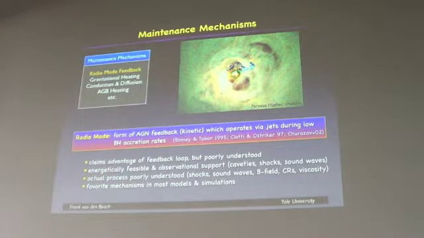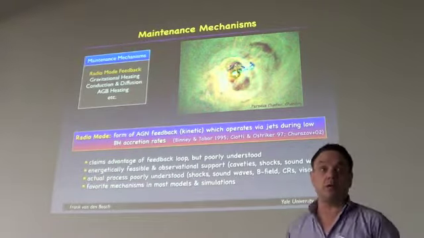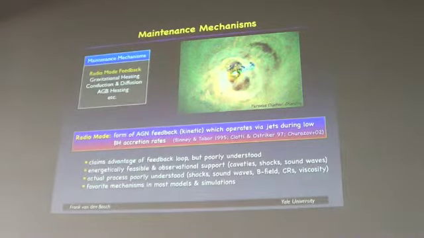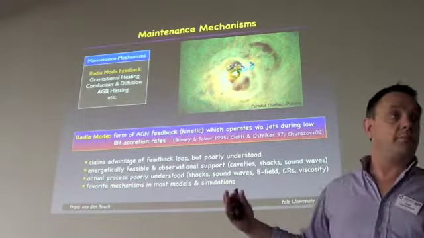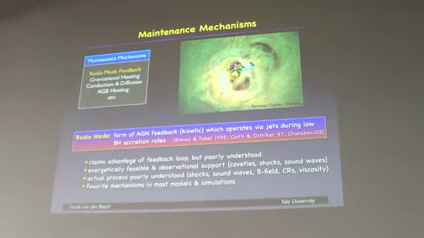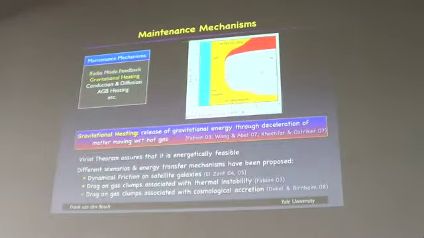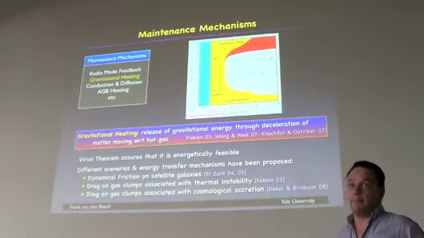Again, it's a favorite mechanism in most models and simulations. It's like the standard ingredient in any semi-analytical model these days, and it's the only thing that people use basically to try and prevent galaxies from becoming too massive at the massive end. But there are a number of alternatives. One such alternative is gravitational heating.